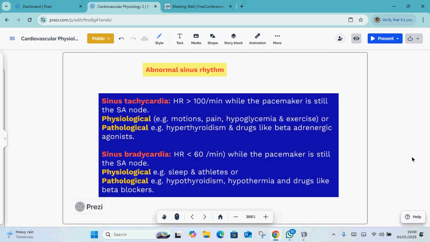If you are sleeping, your heart rate might go below 60, but with still P waves. This is called physiological sinus bradycardia. Athletes, people who do a lot of exercise, always have a normal heart rate below 60, and this is called physiological sinus brady. People with hypothyroidism can have pathological sinus bradycardia.